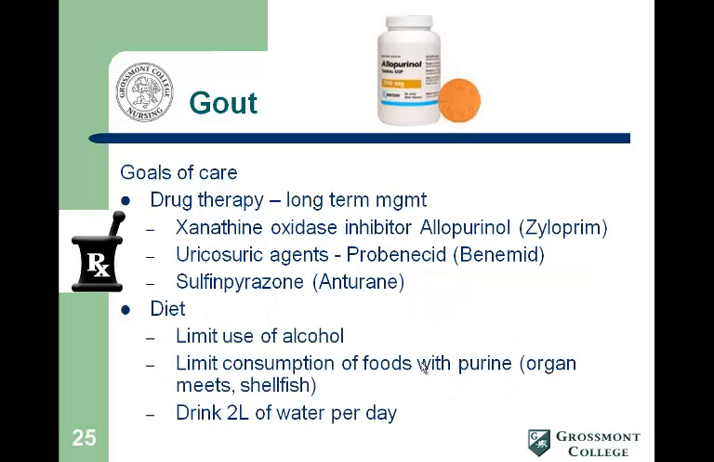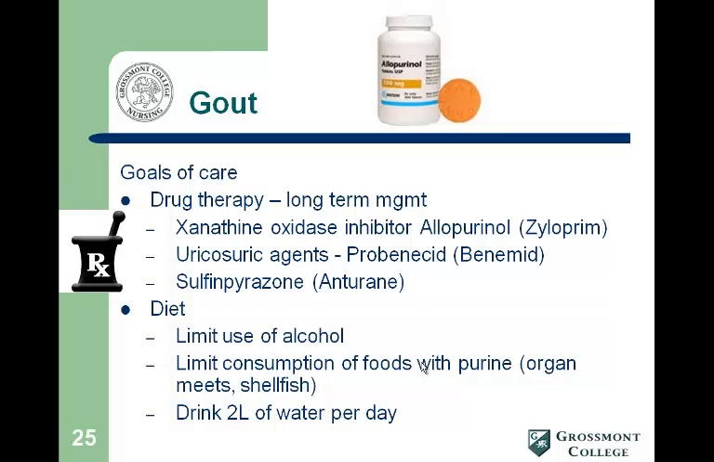So long-term management, we're going to give them a xanthine oxidase inhibitor, which is known as allopurinol. So whenever someone hears allopurinol, you think gout. That's a gout drug. It's the drug of choice for preventing attacks and tophi formation. And Xyloprim is another name for it, but you'll probably always just hear it as allopurinol.